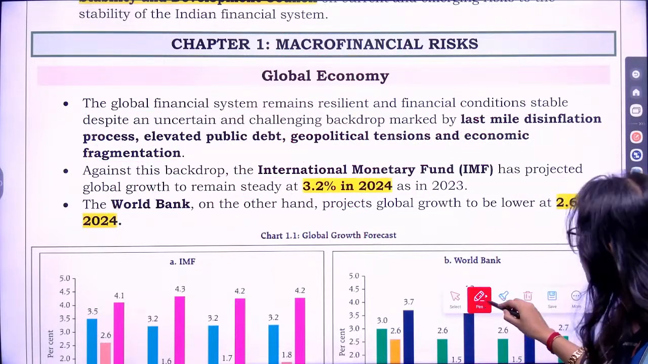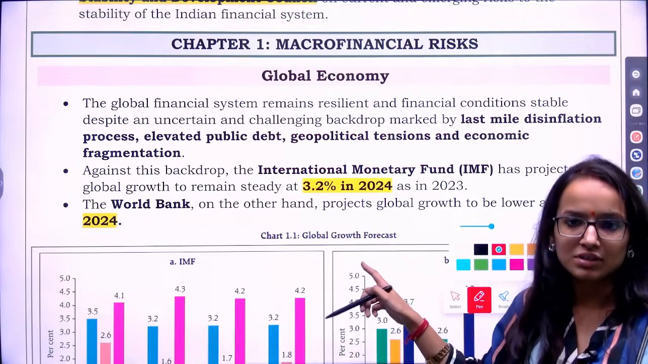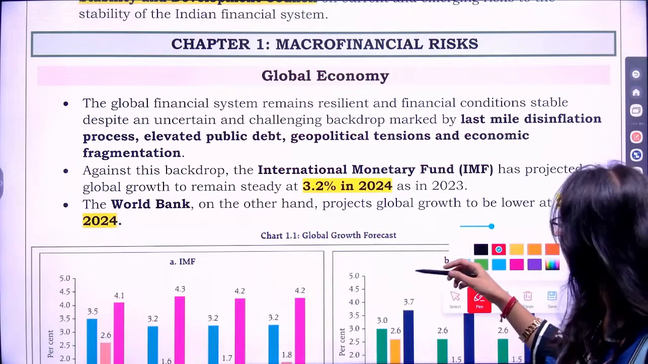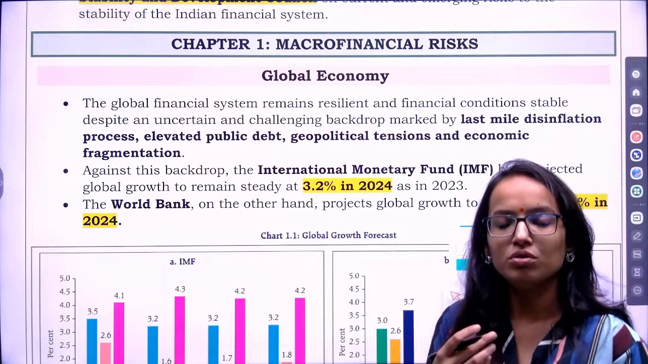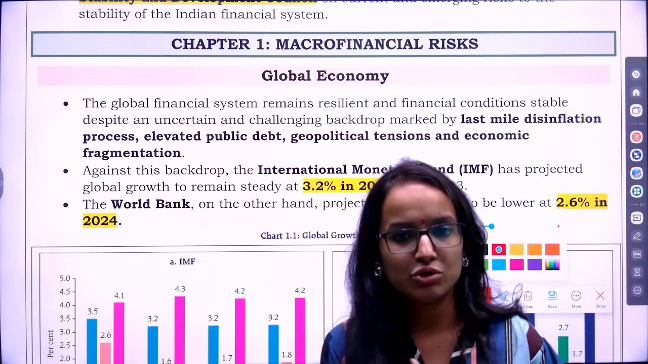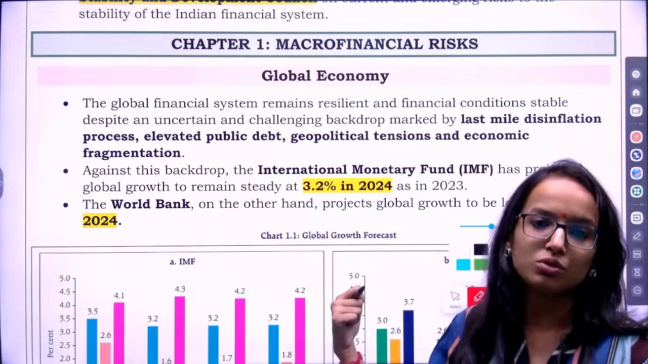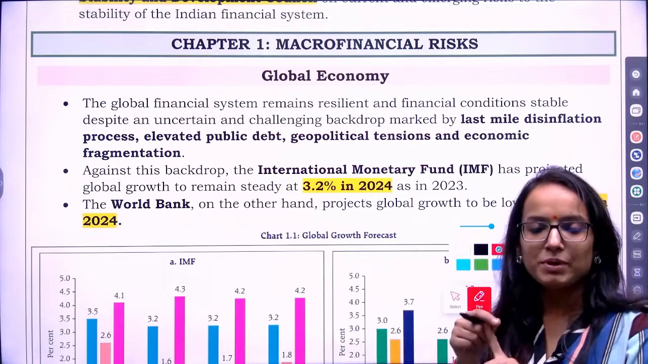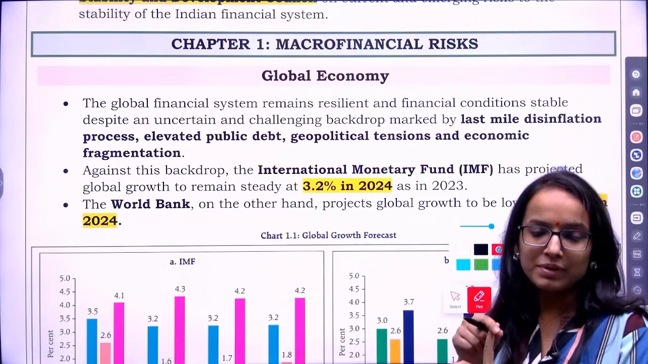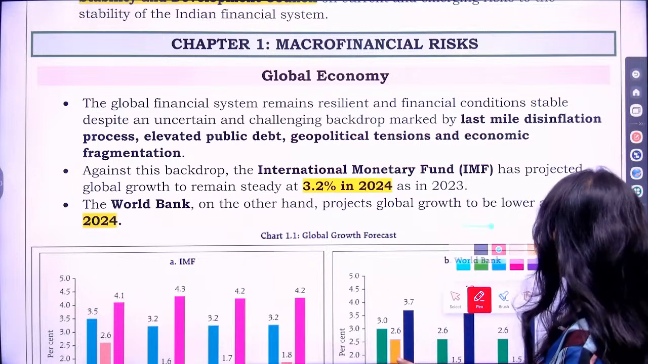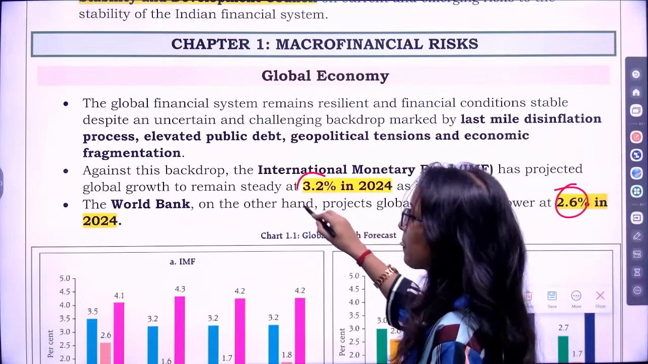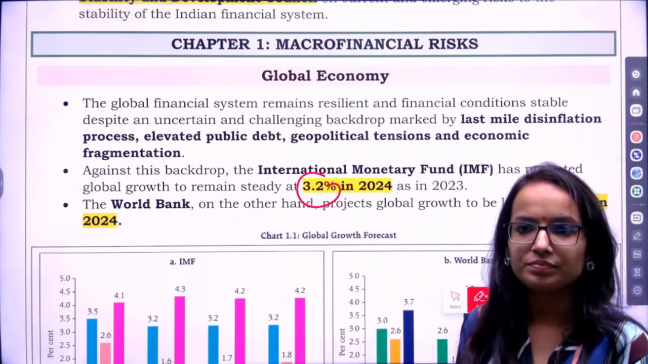So remember these figures. These are important for you. You get direct questions on the growth forecast, trend-based questions basically. These are the authentic sources. What is the growth forecast as per the World Bank? What is the growth forecast as per the IMF? World Bank 2.6, IMF 3.2 for 2024.